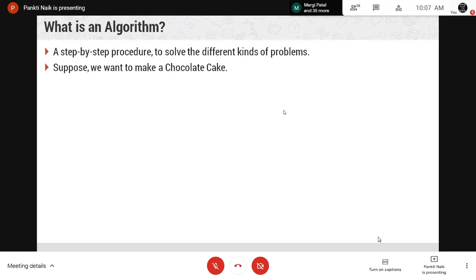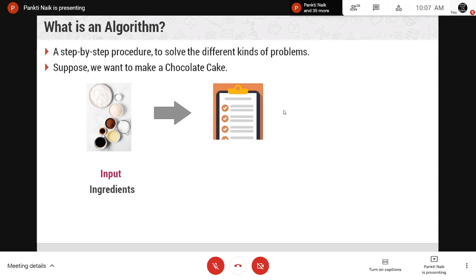Suppose we want to make a chocolate cake. Then the first step is input, meaning ingredients. You require ingredients if you want to make a chocolate cake. So these are the ingredients or input for the chocolate cake. Then the next step is process. First you require the inputs, so collect all the inputs. Then write down the process or procedure or recipe.